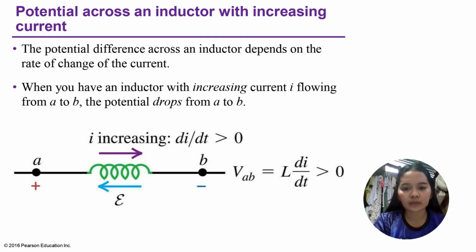So the potential difference across an inductor depends on the rate of change of the current. So di over dt is greater than 0.